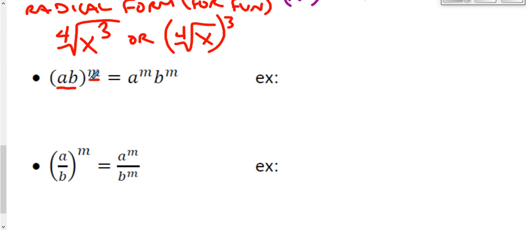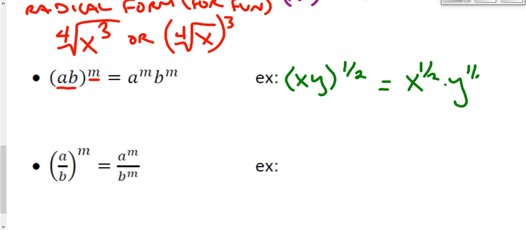So let's take a look at our example, and then we'll write it in some terms that should be more familiar to you. So my example of this is, what if I have xy, and I want to raise that to the 1/2 power? In this case, because I can distribute my exponent to a monomial, I can have x to the 1/2 power times y to the 1/2 power. And this is a property that you guys already know about. You've seen this before. You just haven't seen it written with the 1/2 power.